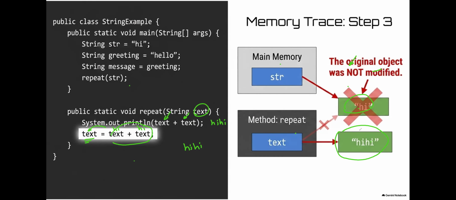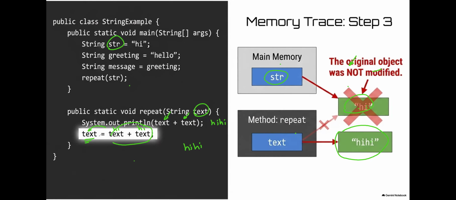So it replaces hi with that, but for the main memory, it doesn't. The main memory is not affected. This is the str from the main memory, right? It's pointing to hi. This does not affect it at all. There is no effect. This str will still point to hi. But what is going to be changed?